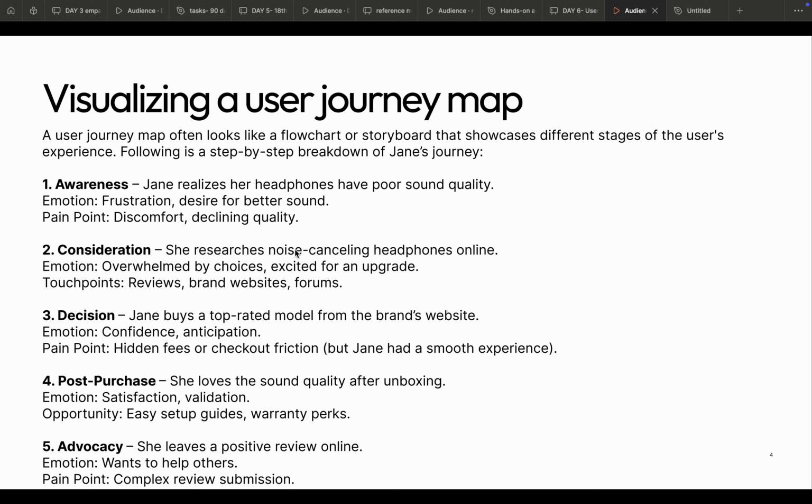During that, what is she feeling at that time? When we search on the net, we get a lot of options, a lot of options from a lot of websites. Once we get that, we'll be overwhelmed with a lot of options, but at the same time we'll also be excited for an upgrade.